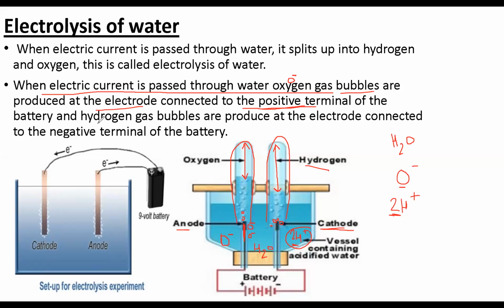Okay, and the hydrogen gas bubbles are produced at the electrode connected to the negative terminal. So you should remember negative terminal.